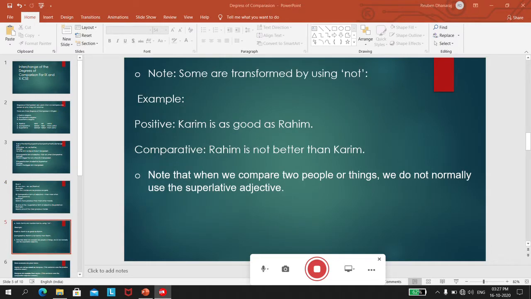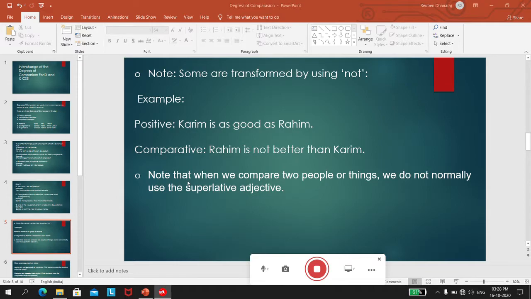Next one. Note: some are transformed by using not. For example, Kareem is as good as Rahim. Now when I'm asking you to change it into comparative, Rahim is not better than Kareem. The comparative form of good is better. But remember, if you find these kinds of sentences like Kareem is as good as Rahim, where you get two individuals, note the point that I've noted here.